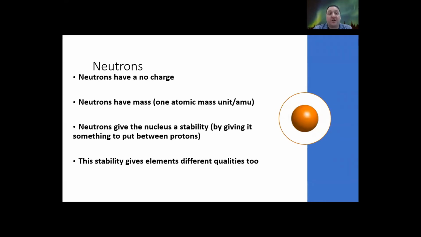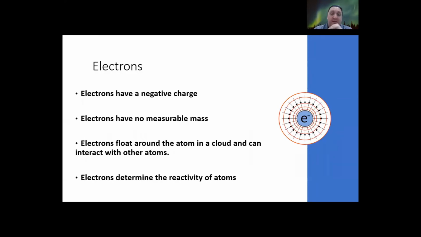Neutrons have no charge. They also have one atomic mass unit, and they provide stability. All protons are actually repelling each other, so putting a neutron in between them helps stabilize them. And depending on the number of neutrons and their configuration with protons, it will stabilize large elements, or if you take them away or add too many, destabilize it in the case of many of the radioactive elements.